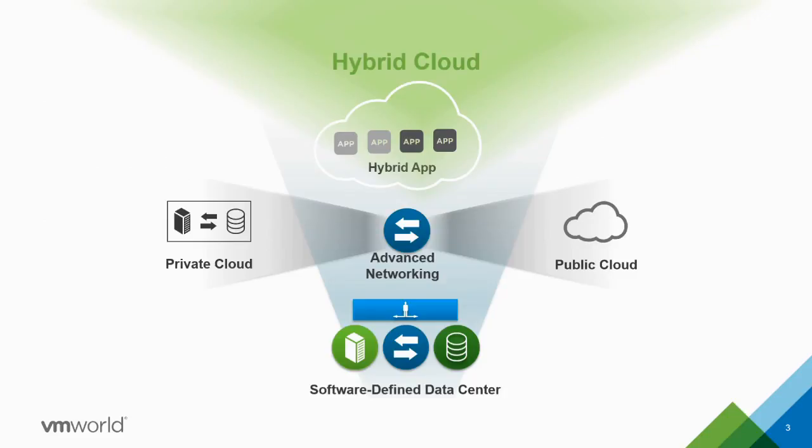If you went to the keynote today, you saw that VMware has a vision of hybrid cloud and hybrid applications. That's a new world in which you write an application to run anywhere. It could be on-prem, off-prem, private cloud, public cloud. You do that by creating an infrastructure underneath that allows you to write hybrid apps, including providing advanced networking services that allow you to seamlessly migrate between private cloud and public cloud.